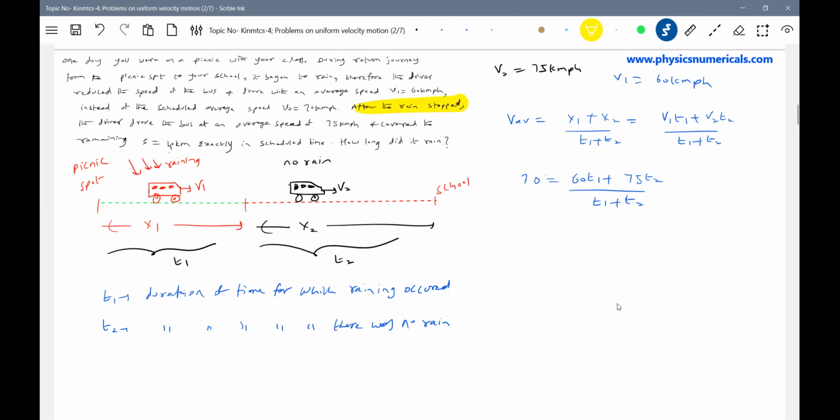After the rain stopped, the driver drove the bus at an average speed of 75 km per hour and covered the remaining S equal to 40 km exactly in the scheduled time. So what is the meaning of this? That X2 is S here, without rain, and with what speed was it moving? V2. So V2 should be equal to S by T2 or X2 by T2. So do we know V2? 75. Do we know X2? 40 km.